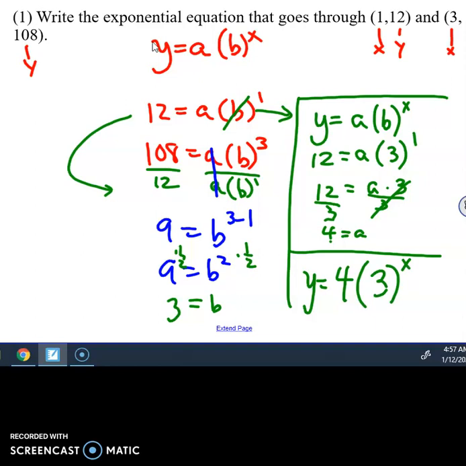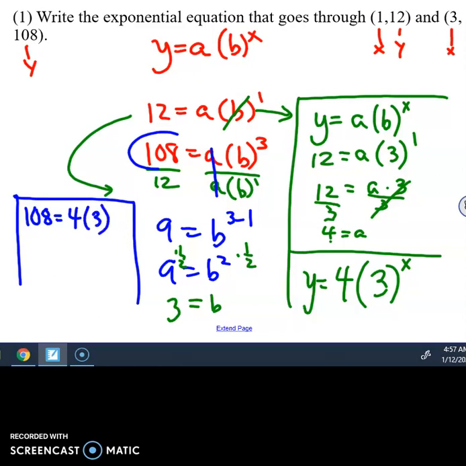If I would check the equation, I could use the second equation, this one here. So it's 108 is equal to my a value, which is 4, times my b value, which is 3, to the third power. And so the right side of that will equal 108. So 3 cubed is 27. And 4 times 27 is 108. So it does work.